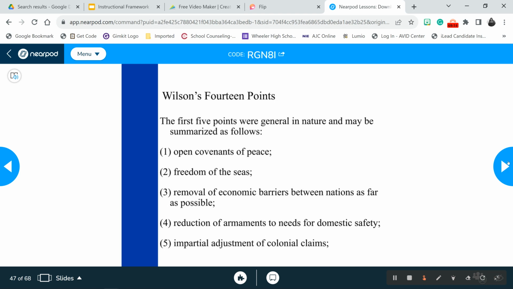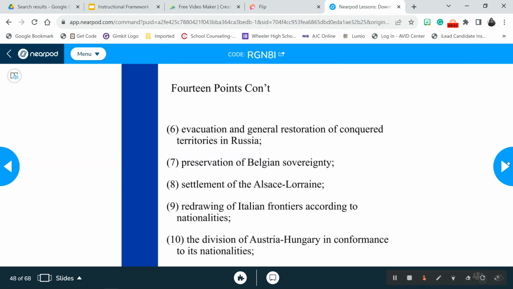Number 5, the last one, is for Jacob. JJ, what's number 5? Yes, impartial adjustments to colonial claims. So that's basically saying we're not going to be very specific about how we divide up everything. It's kind of be impartial. Let's just kind of do it fairly. Is everybody got me on that? Kind of like how we said we were going to do with China, which we did. Okay. All right, number 6.